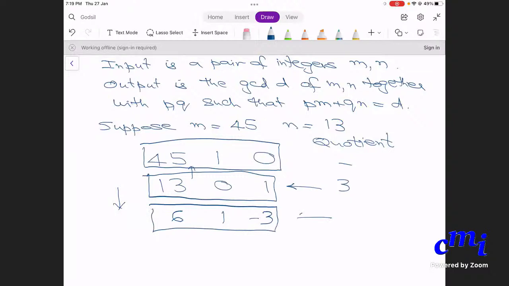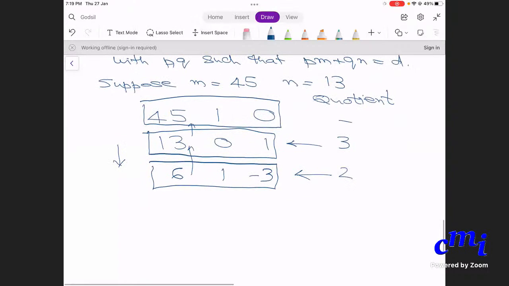Then again, I fill in the quotient. The quotient is between 6 and 13. How many times does 6 go into 13? 6 goes 2 times, which is 12. So write down that. Then in the next step of the table, it is the vector 13, 0, 1 minus 2 times the vector 6, 1, minus 3. So 13 minus 2 times 6 is 1. 0 minus 2 times 1 is minus 2. And 1 minus 2 times minus 3 is 7. So we get the next line: 1, minus 2, 7.